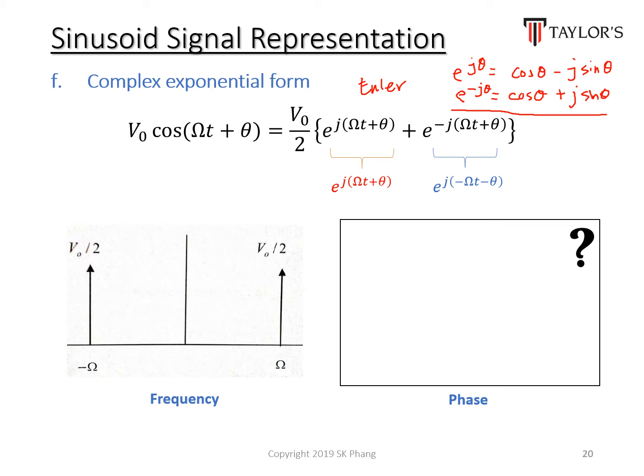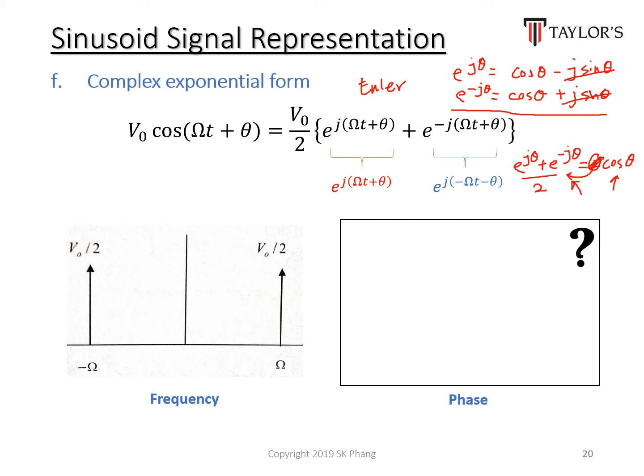So e to the power of j theta plus e to the power of negative j theta will be equal to 2 cosine theta. So look here, your j sine theta will be cancelled off because there's a minus sign here and there's a positive sign here. And you can also carry the 2 to the other side, so e to the j theta plus e to the minus j theta, divided by 2, will be equal to cosine theta. So using these formulations, any cosine can be represented as exponential signals.